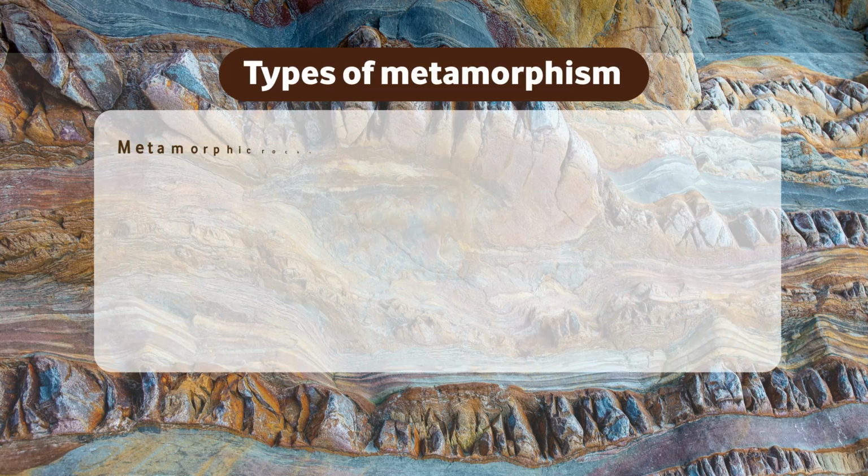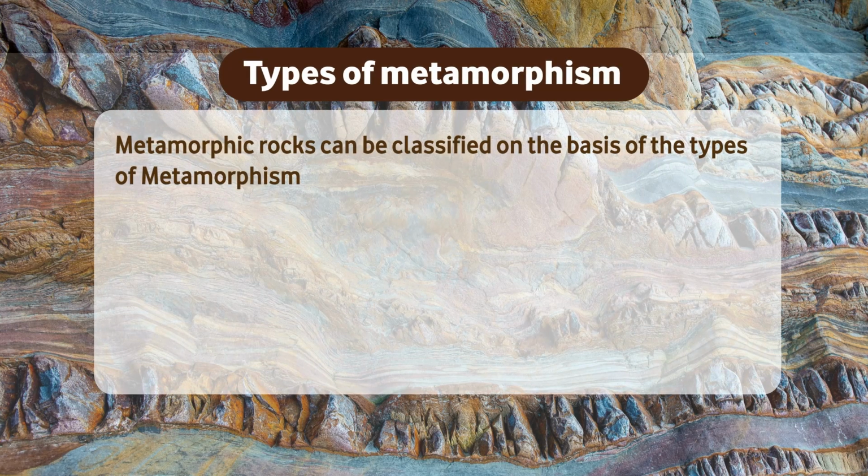Then we have the classification based on types of metamorphism. Metamorphism can be classified on the basis of types of metamorphism. As we know, metamorphism can be of a local extent or can be of a regional extent. Regional extent means those types of metamorphism which will affect a larger area, whereas local extent of metamorphism means that these will be confined to a localized area.